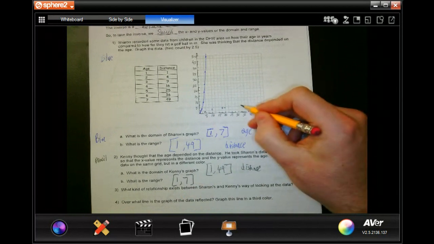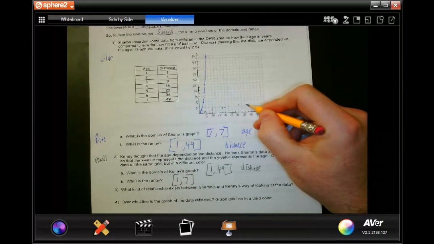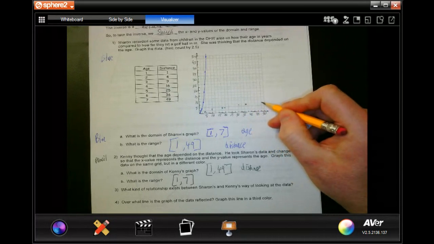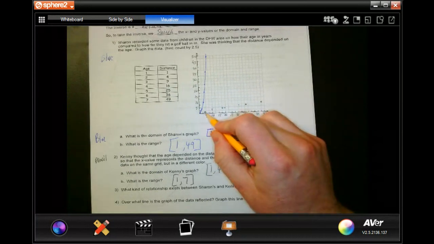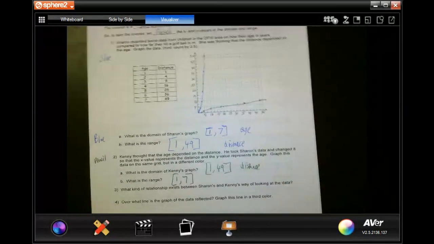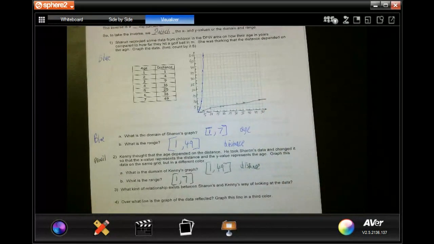Okay. We've got 36 and 6. So, whoops, sorry, 36 and 6. We've got 49 and 7. Okay. So Kenny's is going out like this. All right, and again, that's not going to be infinity because you can't hit it an infinite distance either.